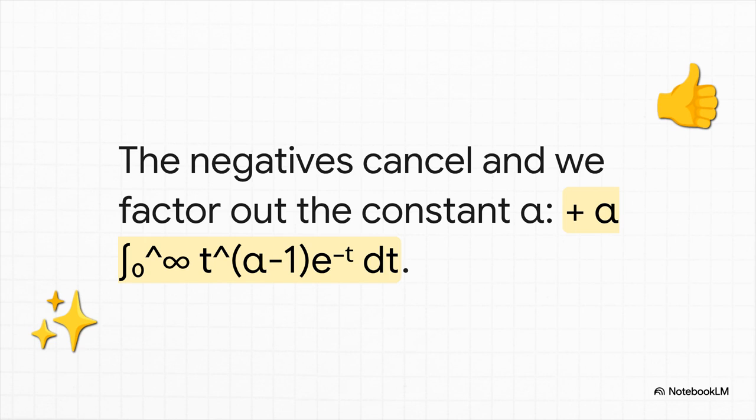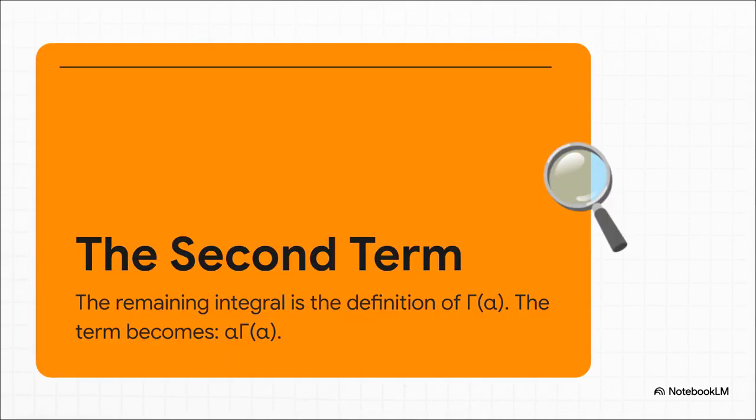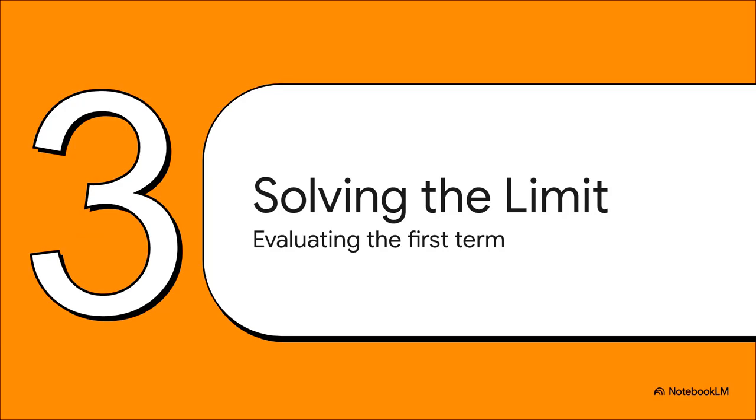The two negative signs, of course, cancel out and become a positive, and we can pull that constant alpha completely outside the integral since it has nothing to do with t. And would you look at what we're left with? The integral that remains is t to the alpha minus 1 times e to the minus t. Wait a second. That is the exact definition of gamma of alpha. This is huge. That whole second half of our expression just simplified down to alpha times gamma of alpha. That's the right side of the thing we're trying to prove. We are so close. We've already got half of our answer. Now all we need to do is figure out what's going on with that first term, that uv part, when we evaluate it at our limits, infinity and 0.